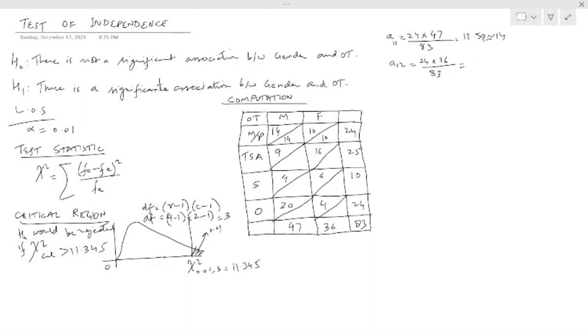So 24 times 36 divided by 83 gives us 10.4, and 10.4 can be rounded off to 10 because these numbers are representing individuals, and individuals cannot be measured in decimal places. So for the next one, that's A21, the row total is 25, the column total is 47, again divided by 83 would give us 25 times 47 divided by 83 gives us 14.15, that we can round off as 14.